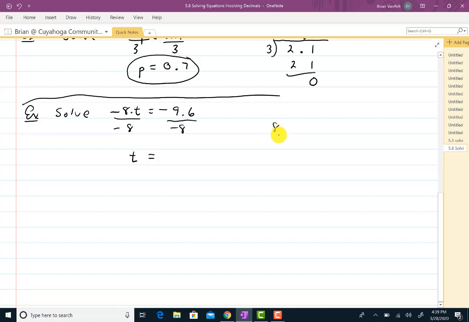I just have to do 8 into 9.6. So 8 goes into 9 one time. Bring down the 6, and 8 goes into 16 exactly twice. So the remainder is 0, and I know that my answer is 1.2.